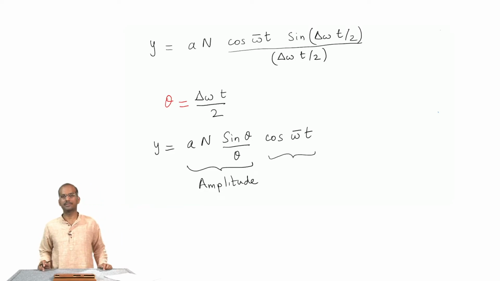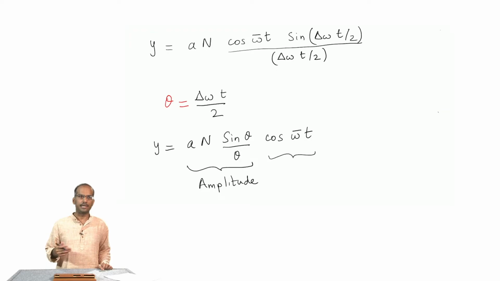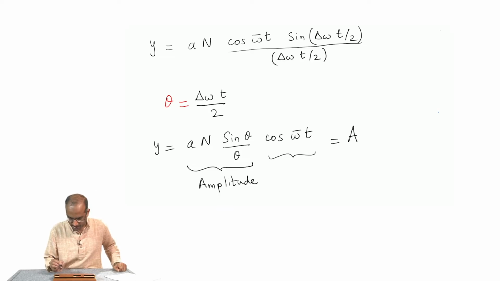Amplitude itself is time dependent, okay, because theta is simply delta omega into t. So, there is t which is hidden in theta, and amplitude is time dependent, and we have seen this kind of scenario before. When you add two waves, you see that the amplitude itself becomes time dependent. So, it is not quite surprising that it has happened here as well. And let me also simplify it even further by writing it as capital A times sin theta by theta multiplied to cos omega bar t, and obviously this capital A is equal to A times n.